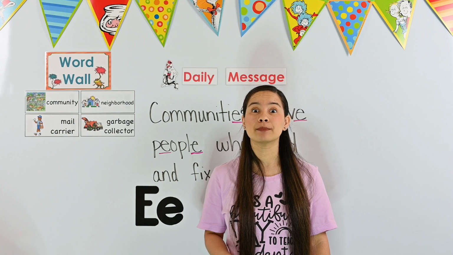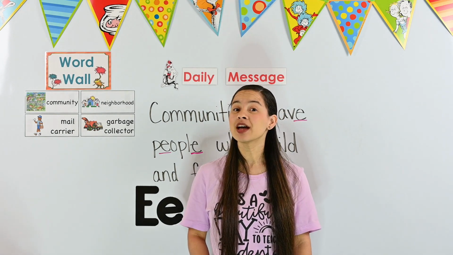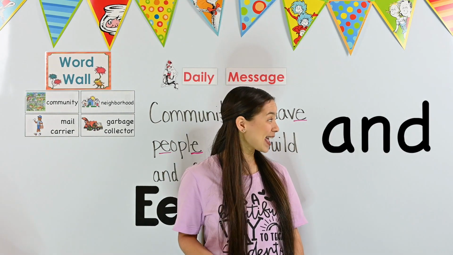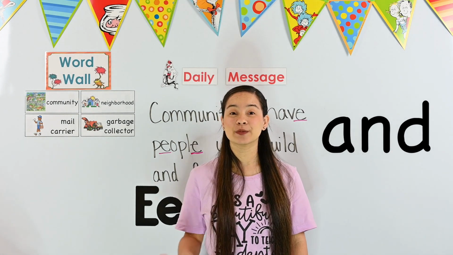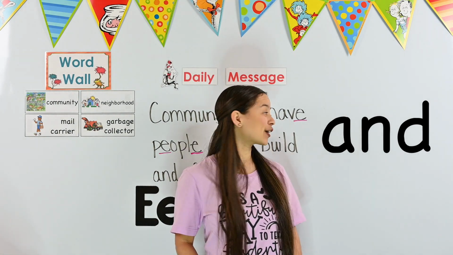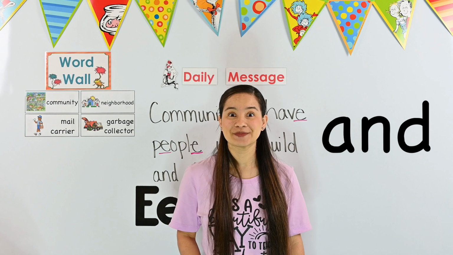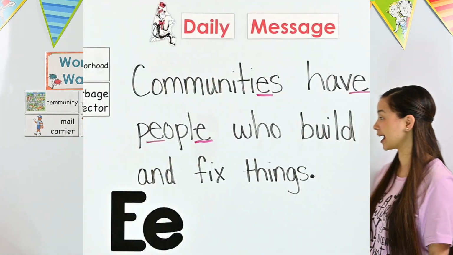Okay, before we read our message again, we need to do one more thing. This time, we're going to be word detectives. We are going to be looking for a sight word in our message that we've already learned. This was the first sight word we ever learned. It's the word and. Can you say that with me? And. Perfect. In the word and, I see the letter A, the letter N, and the letter D. A-N-D spells and.